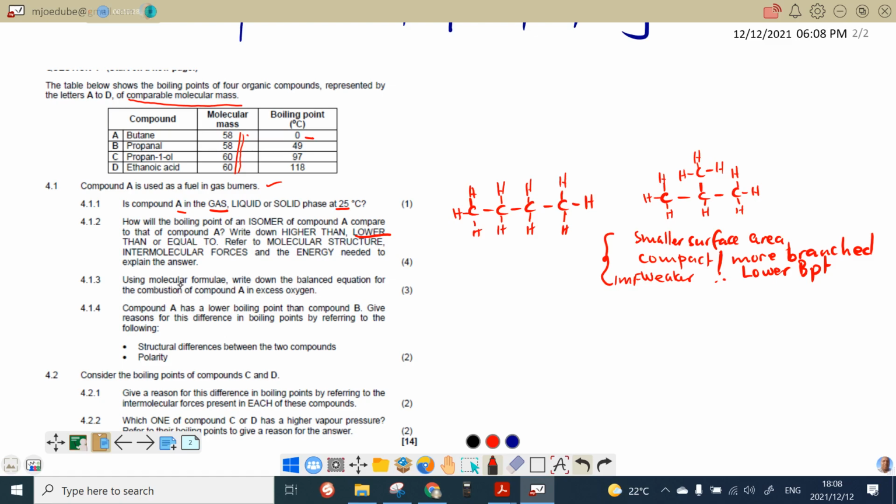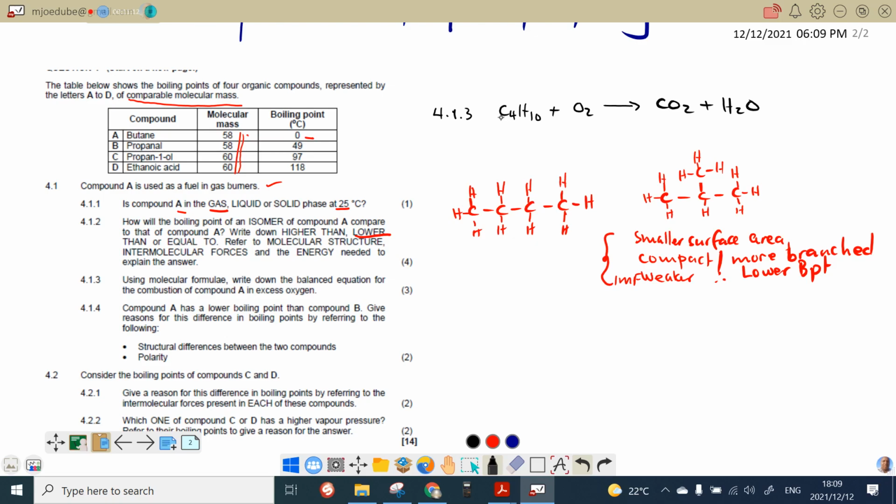And then 4.1.3, using molecular formulae, write down the balanced equation for the combustion in excess oxygen of compound A. So 4.1.3, I'm just going to write it here. So what you have is butane. The formula for butane is C4H10 plus your excess oxygen, and the products of the combustion of your hydrocarbons are carbon dioxide and water. So you just balance that equation.